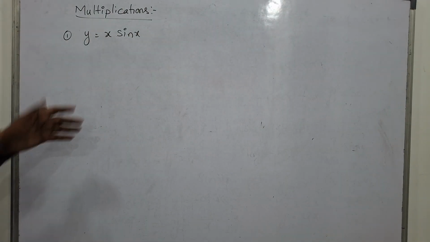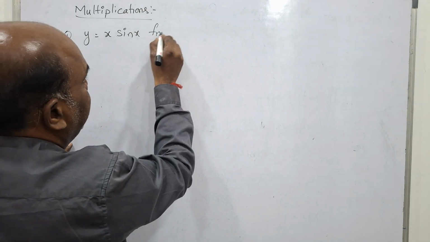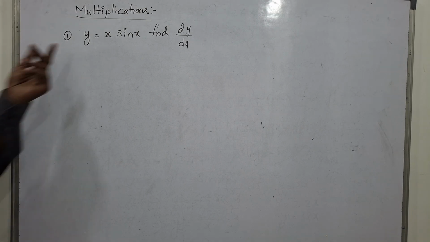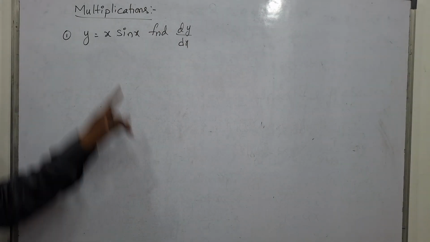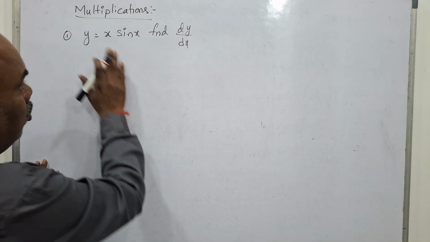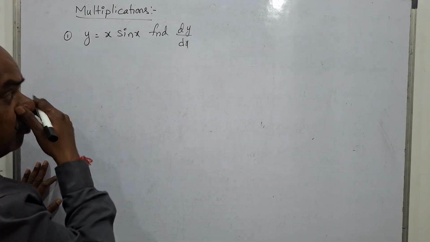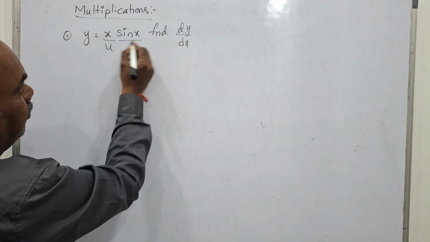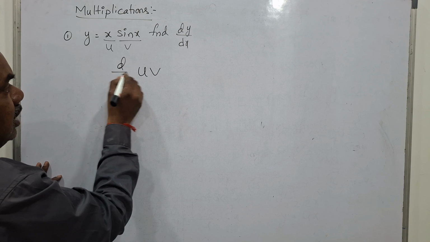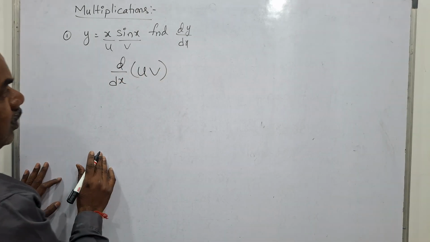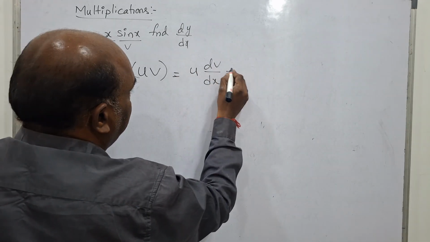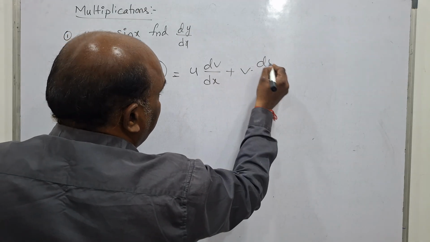Now find dy by dx. You have to find the differentiation of y function with respect to x. Here x is a variable, sin x is also a variable. To find these kinds of derivatives, there is a simple formula. Let this be u, this be v. Whenever you want to differentiate the product of two different functions u and v, dy by dx of uv: first keep u aside, u into dv by dx, plus keep v aside, v into du by dx.